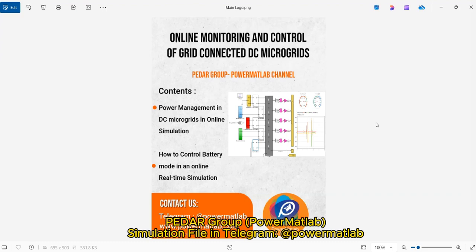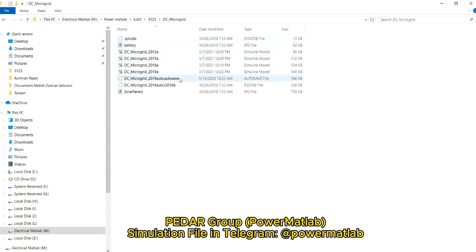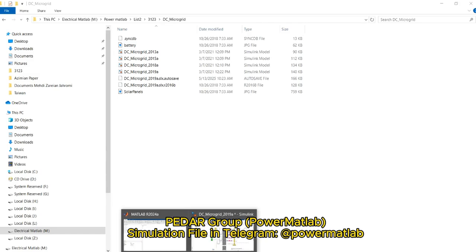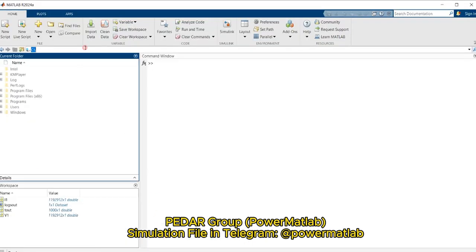Like the previous training video, let's go to the simulation, which is prepared for you in this study. For example, if you want to call these simulation files into your Matlab software, it's enough to copy the address bar from your computer and paste it in the address bar of the Matlab software. By pressing the Enter key, all of these simulation files are called here.